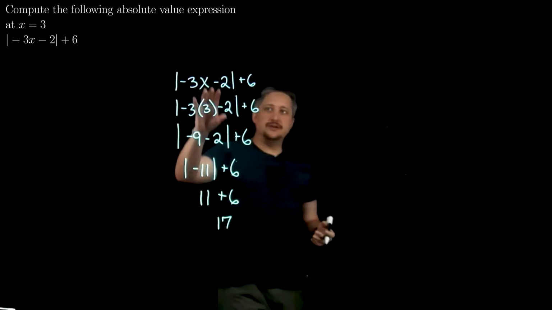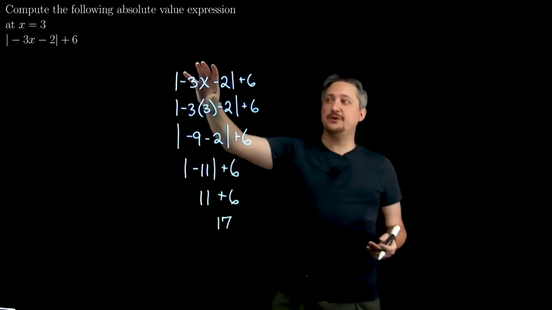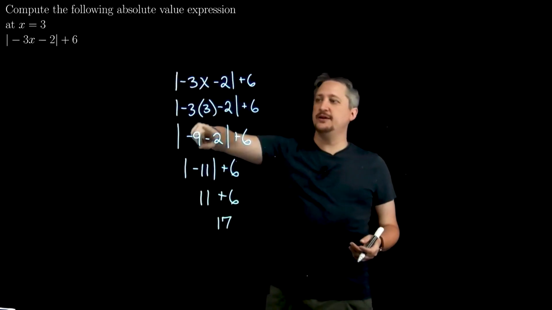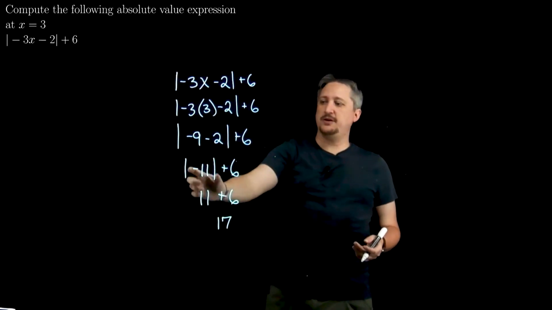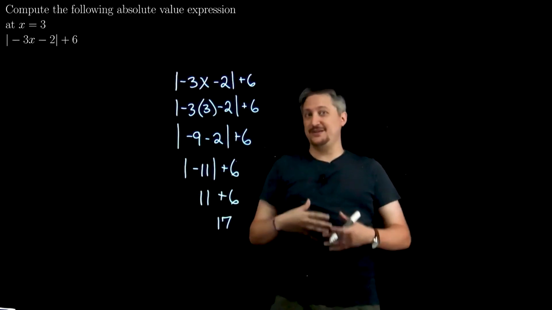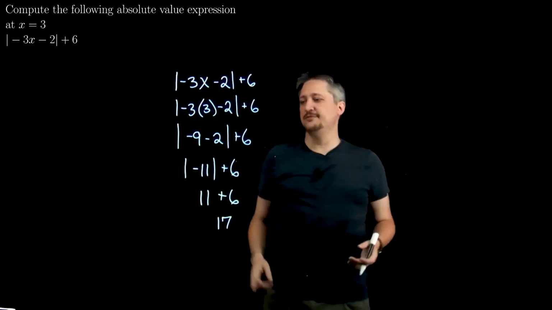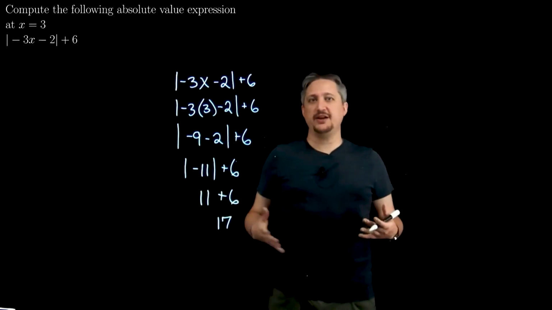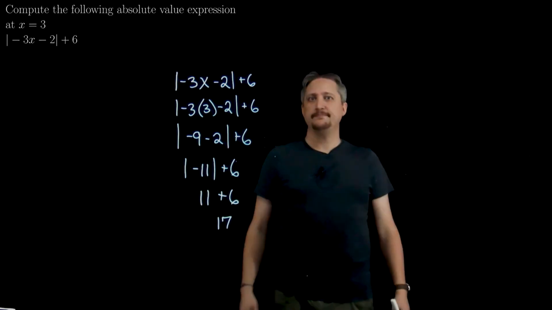So I took the original expression, replaced the x with the value of x I wanted, x equals 3. Then I calculated down and applied the absolute value once the number was the only thing in there, because then I know the entire interior is positive or negative. So I did the absolute value part, then put things together, and that's it.